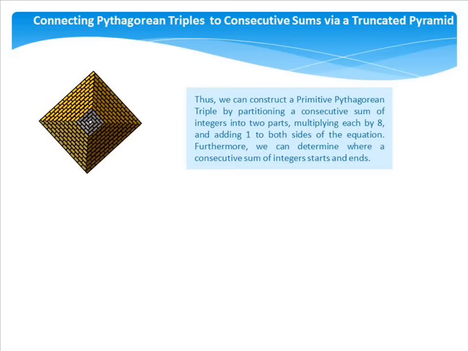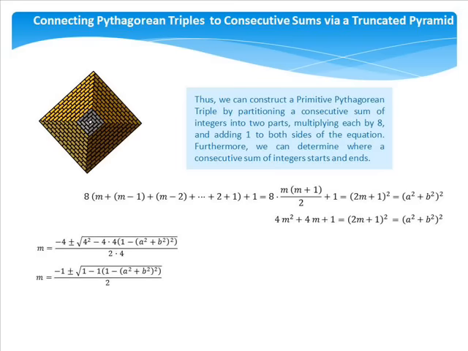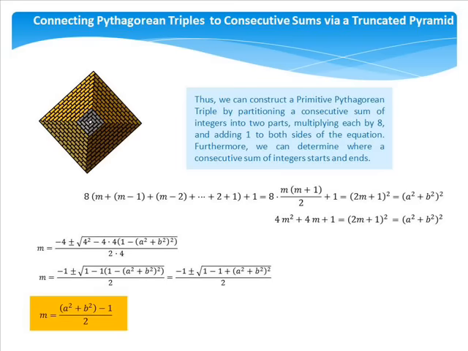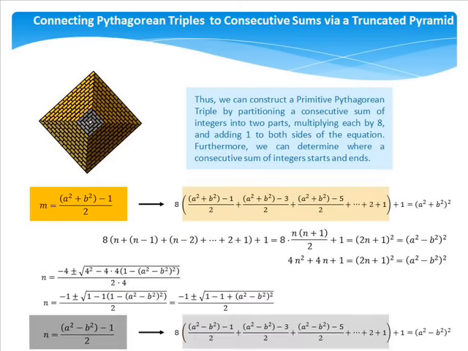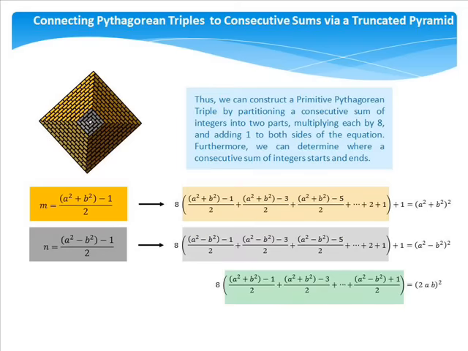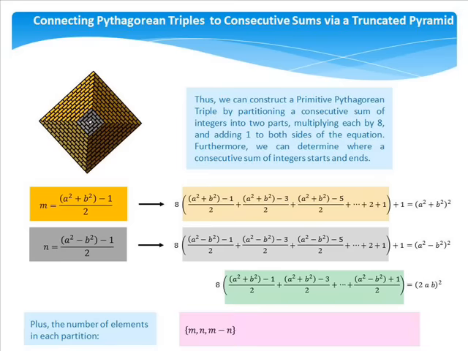Furthermore, we can determine where a consecutive sum of integers starts and ends. We first determine m using the square root formula, which allows us to pinpoint where the longer consecutive sum of integers begins and ends. Similarly, we determine n by applying the same approach to the shorter consecutive sum. Thus, the truncated consecutive sum formed by subtracting the short sum from the longer one begins at m and ends at n plus 1. Additionally, we can determine the number of elements in each partition, m, n, and m minus n. Note in particular that m minus n is a perfect square.